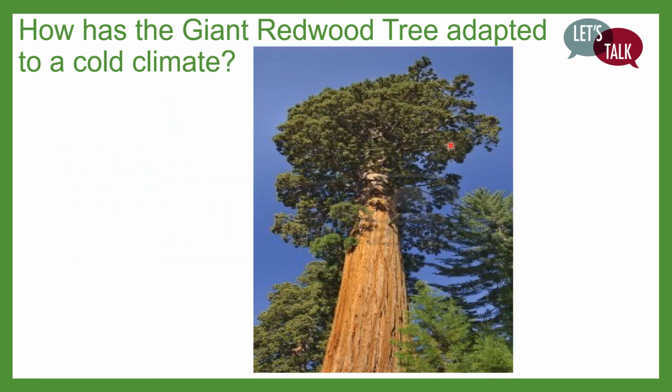How has the giant redwood tree adapted to a cold climate? It has dark coloured bark to absorb sunlight, has evergreen needles that are present all year round. It has deep roots, and that's to keep it steady in the ground so it doesn't fall. It's so tall. Its leaves are thin needles, and this is to reduce water loss. And as it's a really tall tree, it rises right above the canopy, and this is so it can receive more sunlight. This is so it has energy via photosynthesis.